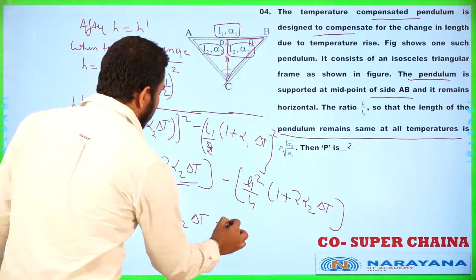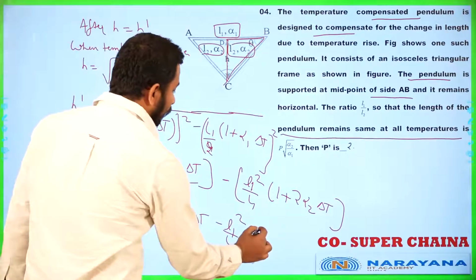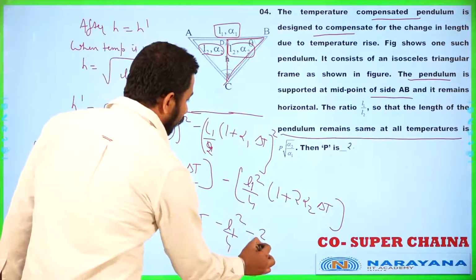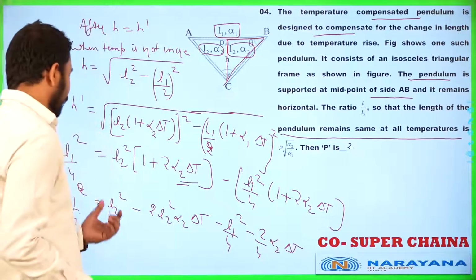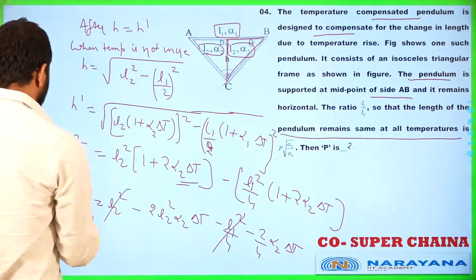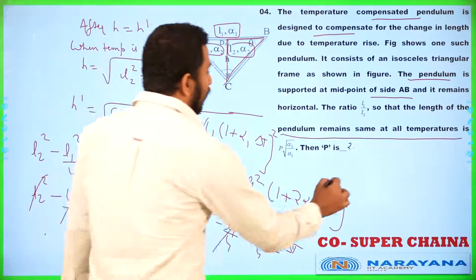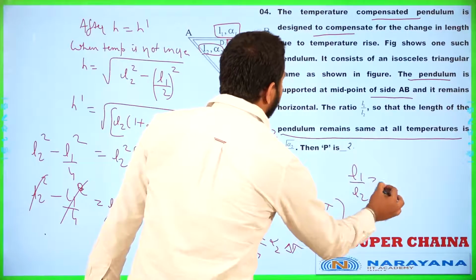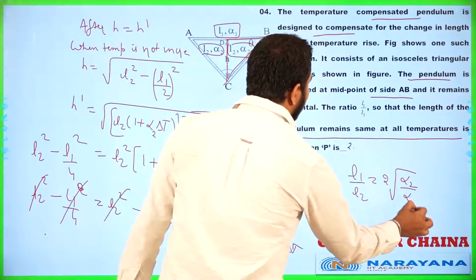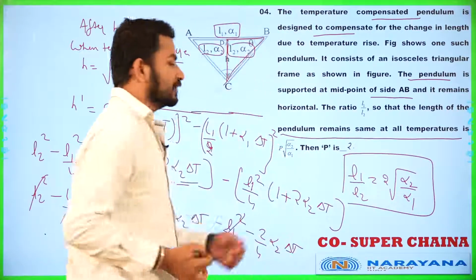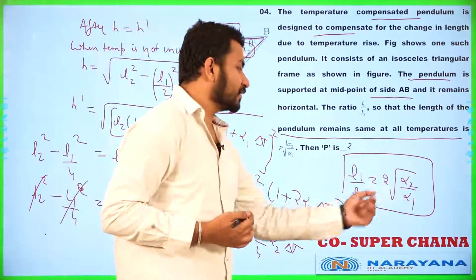This will have minus L1 square by 4 minus, so this will become 2 by 4 alpha 2 delta t, right. So this L1 square L2 square will cancel out here. So from here we are getting L1 by L2 will be equal to 2 times alpha 2 by alpha 1, and that will be the answer of this question, right student. So L1 by L2 will be 2 times alpha 2 by alpha 1.